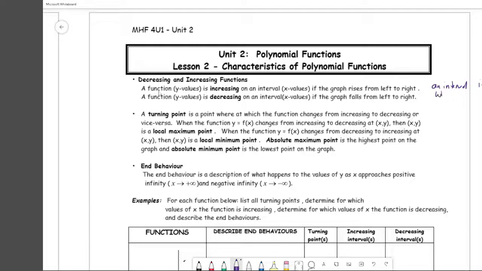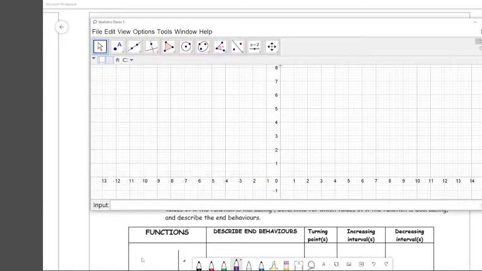in which every instantaneous rate of change is positive. That would be the idea of an increasing interval. A decreasing interval, of course, would be every IROC is negative, right? Where every single value is increasing and decreasing.